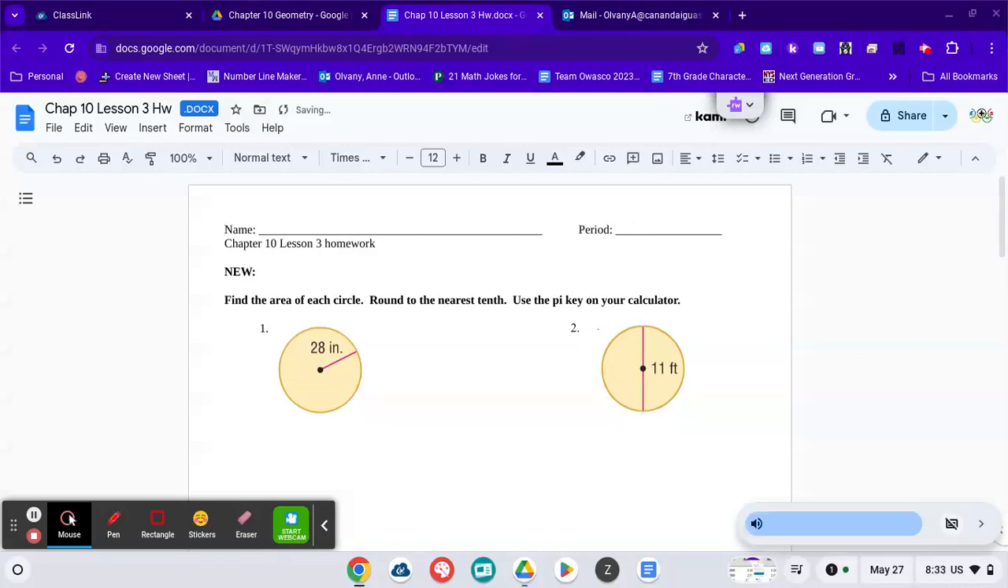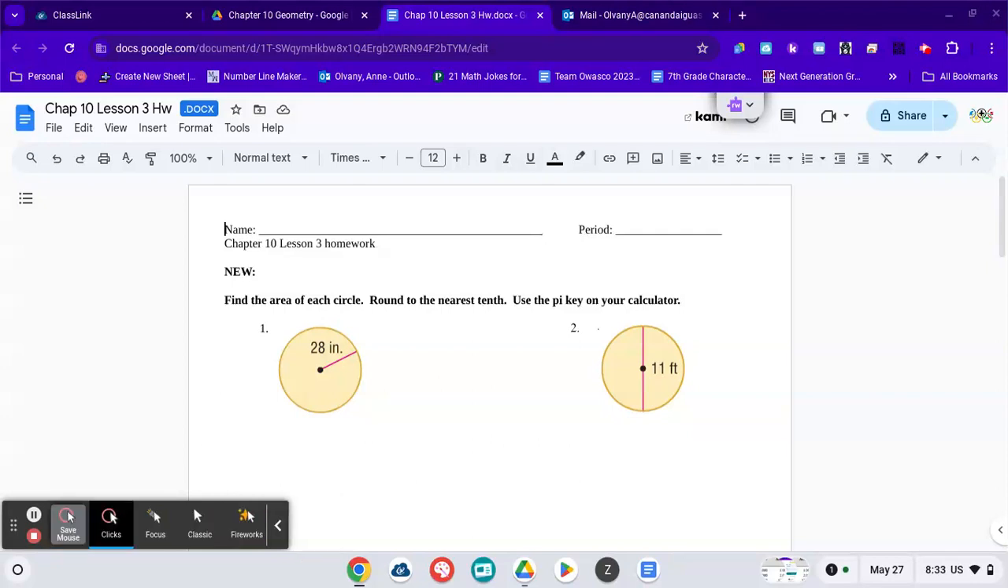Okay, so this is chapter 10, lesson 3. We have talked about how to find the perimeter and the area of polygons, that is, shapes that have sides. We have talked about how to find the perimeter of a circle, which we call the circumference because it's special and it doesn't have sides. And today we're going to talk about how to find the area.